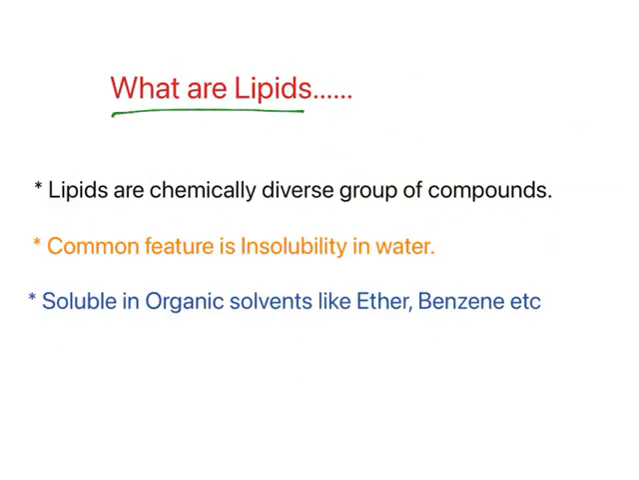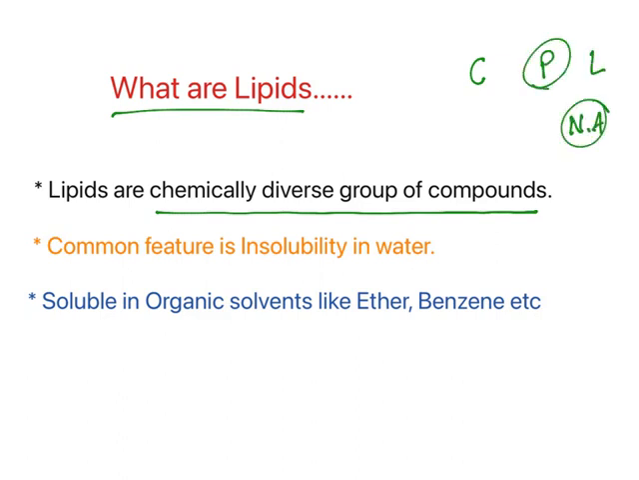What are lipids? Lipids are a chemically diverse group of compounds. In biomolecules we have carbohydrates, proteins, lipids and nucleic acids. Leaving lipids, all of them have a similar pattern of chemical characteristics. Carbohydrates have a polyhydroxy group with aldehyde or ketone. Proteins are made up of amino acids. Whereas lipids are very diverse chemical compounds.